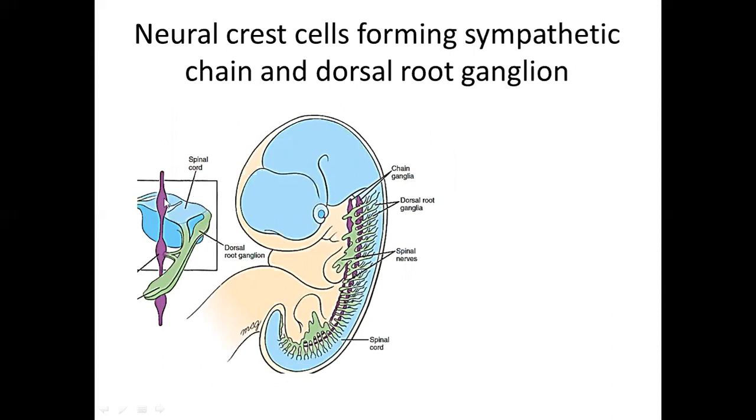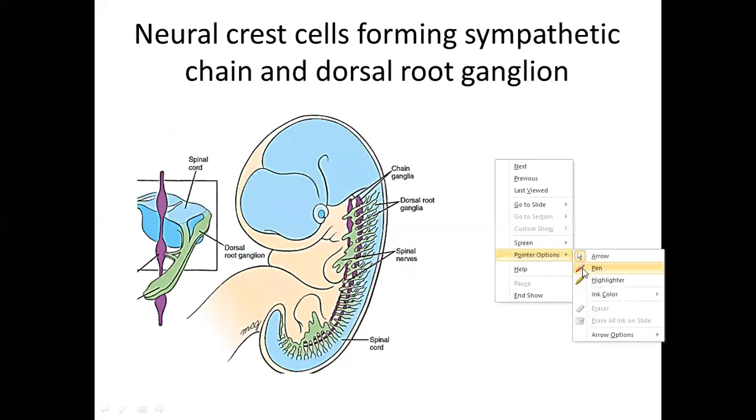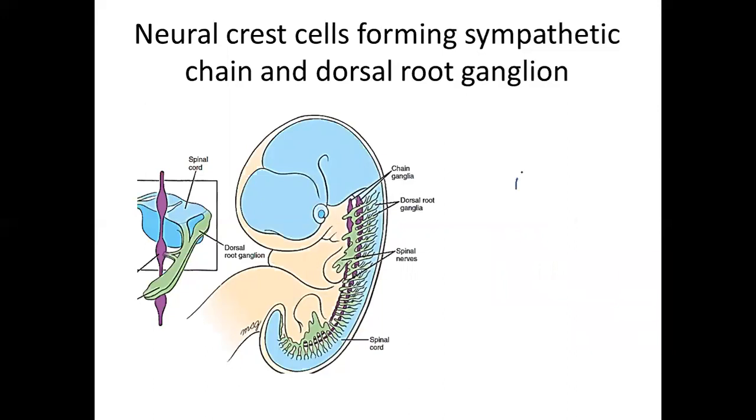Now over here you can see these are the neural crest cells which are forming the dorsal root ganglia and the sympathetic chain. So how is it being formed? Firstly, neural crest cells will form a round neuroblast, right? Then this neuroblast, similarly as in the central nervous system, will become a bipolar neuroblast, right? Then these two processes will start coming towards each other. So now it will appear as a T-shaped mass.